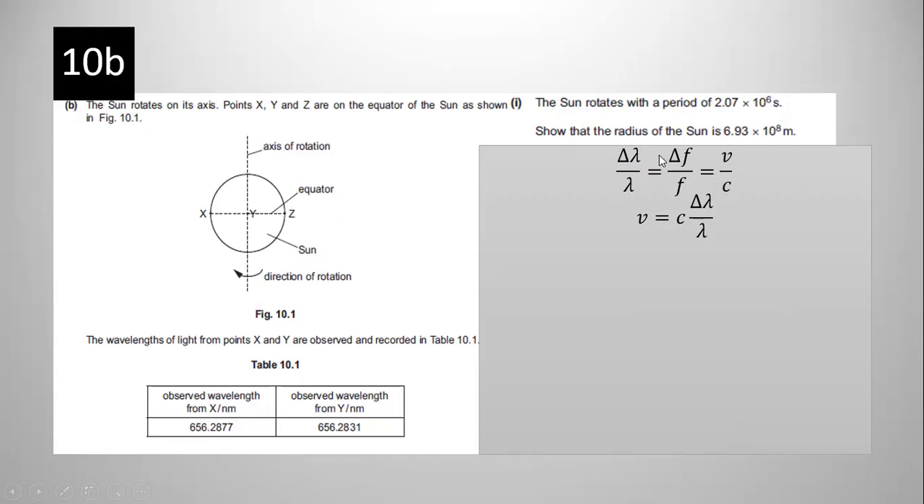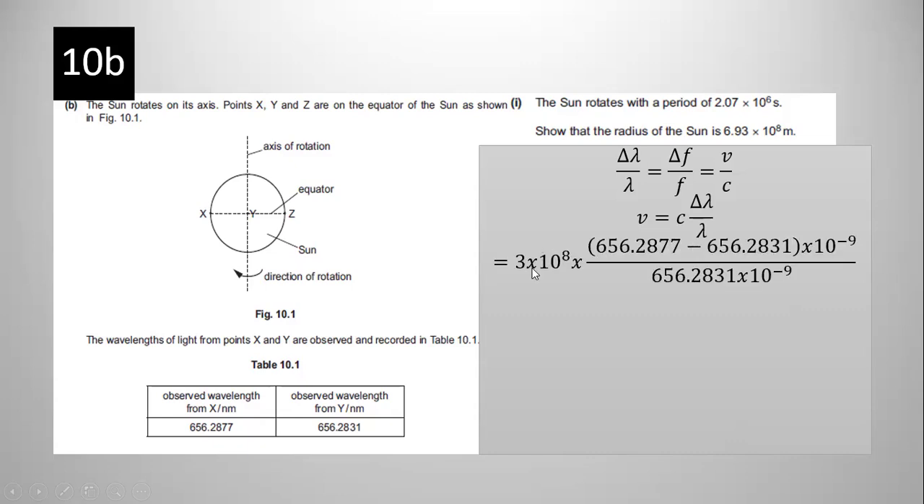For v, cross multiply, take the c across, and put in your value for the speed of light. That one you get from the table. Then divide by this one. Y is nearer to the Earth. This one is rotating: X and Y, X and Z.